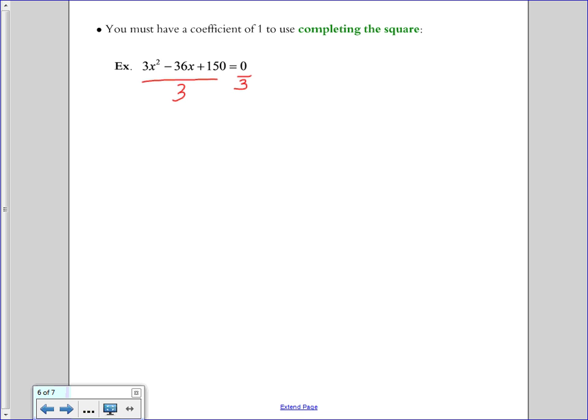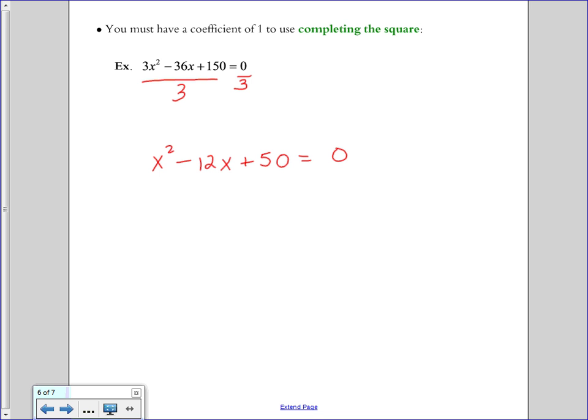I can do this to both sides because it says equals 0. And on the left, I'm left with x squared. 36 divided by 3 is 12. 150 divided by 3 is 50. 0 divided by 3 is just 0. I'm not going to be able to factor this because nothing makes positive 50 that adds up to negative 12.